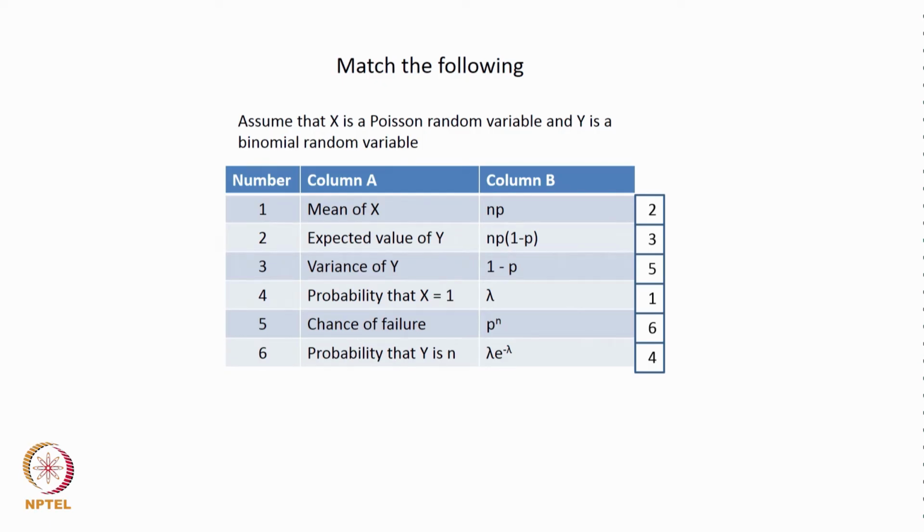For binomial, we define success and failure. The probability of success is p, and the probability of failure is 1 minus p. Probability that y is equal to n, binomial: n successes, nCx p power x q to the power n minus x. So, nCn p to the power n q to the power n minus n. nCn is 1, q to the power n minus n is q to the power 0, which is 1, and therefore the value is p to the power n.